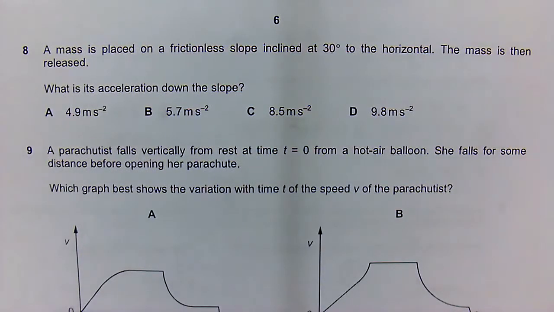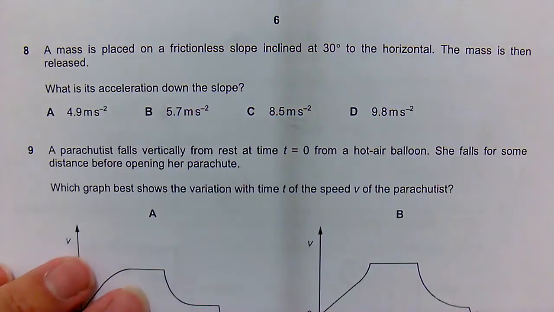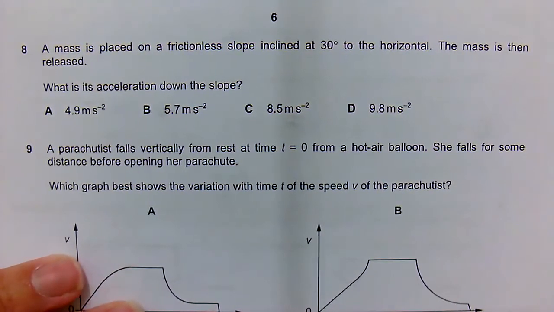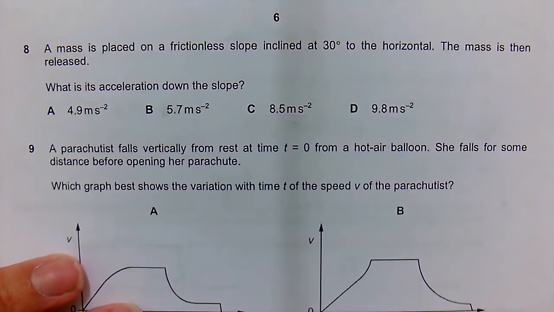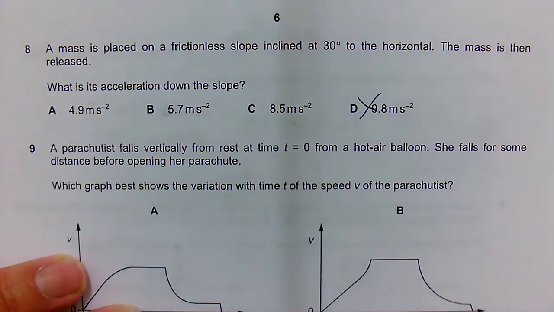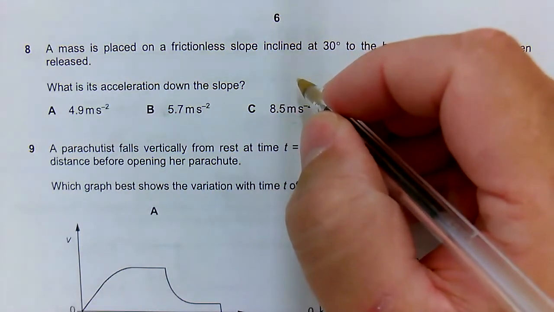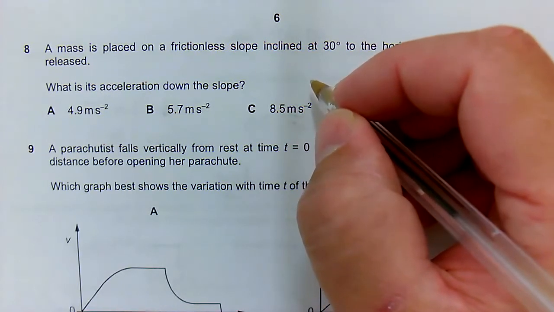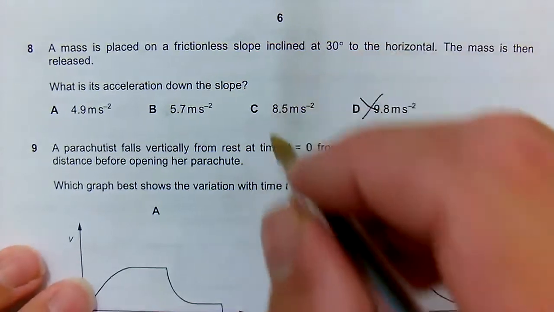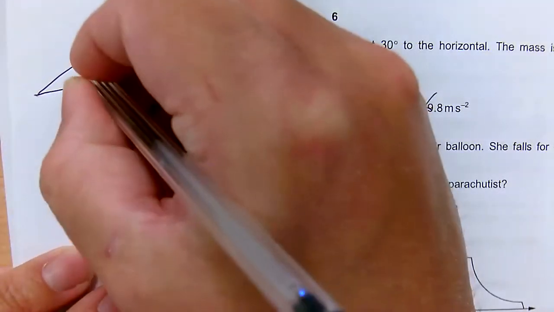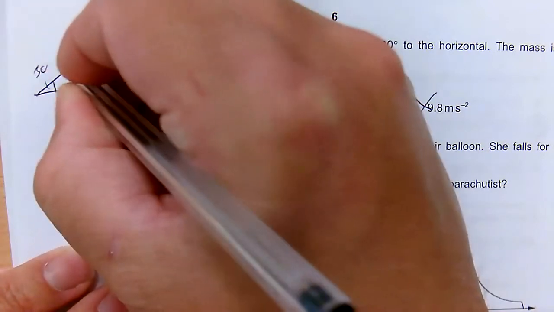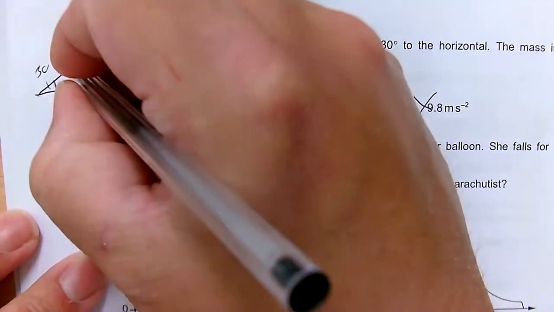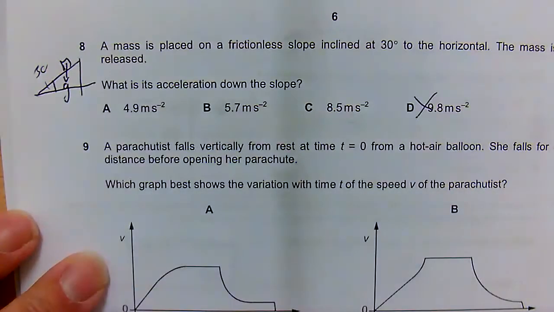Got a mass placed on a frictionless slope inclined at 30 degrees to horizontal. The mass is then released. What is going to be the acceleration down the slope? So we've got to think very carefully. Well, we know it's not going to be 9.81 meters per second squared for a start. So what we've got to think about is the component of the force, the component of the acceleration, which will be in the direction of the slope. So if we think about it, if you've got a slope at 30 degrees, you've got an object on there, you know that its acceleration downwards will be g, 9.81.